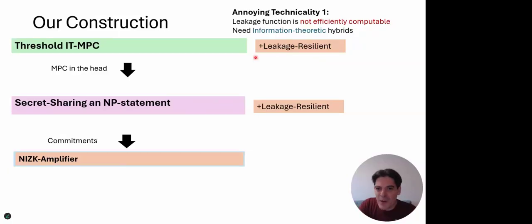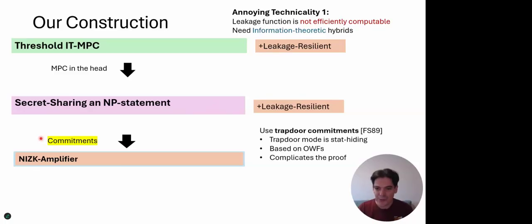One problem is that the leakage function is not efficiently computable. This does not make any problem as long as your hybrids are information theoretic. But once you have computational steps, then this can be a problem. Specifically, the use here of computationally hiding commitments is problematic. One solution is to replace this commitment with statistically hiding commitments. That would work, but then we'll have to rely on assumptions that are stronger than one-way functions. So instead, we use trapdoor commitments.